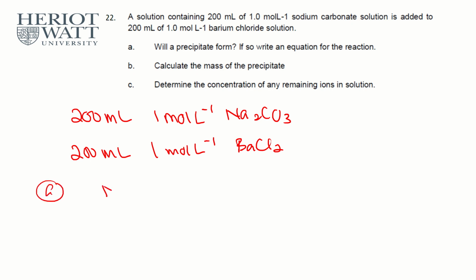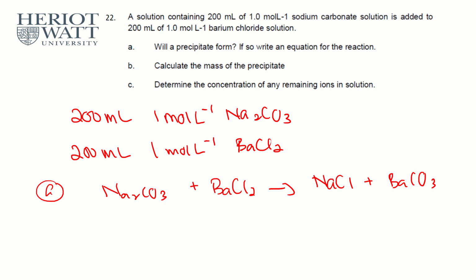Write the equation. Sodium carbonate plus barium chloride. And what do you expect to get? Exchange them. Sodium chloride plus barium carbonate. Okay, any precipitate formed here? Let me balance it first. Yep, that's balanced. So yeah, this is the precipitate. Barium carbonate is the precipitate formed, so your answer is yes. And you write these balanced equations out with the state symbols, if possible, guys. This is aqueous, this is aqueous, this is aqueous as well. All right. Part B.